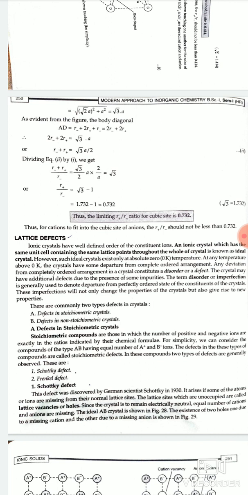Now dividing equation 2 by 1, we get (R negative plus R positive) divided by R negative equals (under root 3 by 2 A) multiplied by (2 by A), that is equal to under root 3. Or we can say that R positive divided by R negative is equal to under root 3 minus 1, which is 1.732 minus 1, equal to 0.732. Thus the limiting radii ratio for cubic site is 0.732. Thus for cations to fit into the cubic site of anions, the radii ratio should not be less than 0.732.